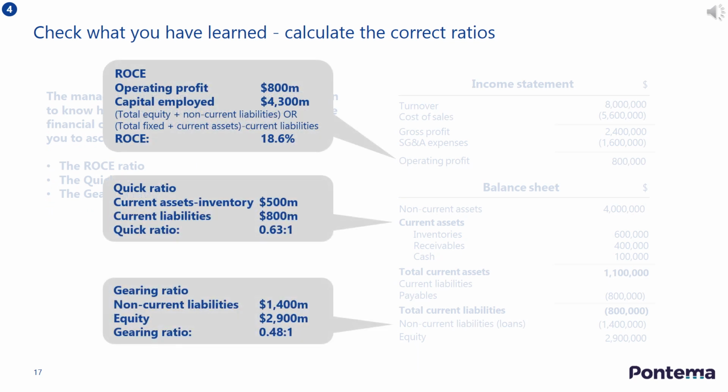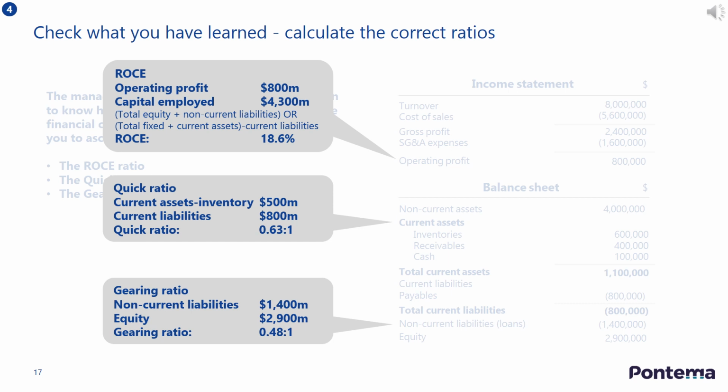For the ROCE, which is calculated by operating profit over capital employed, you can take $800 million over $4.3 billion, giving a ROCE of 19%. Note how there are 2 ways of calculating the capital employed, as shown in the slide.